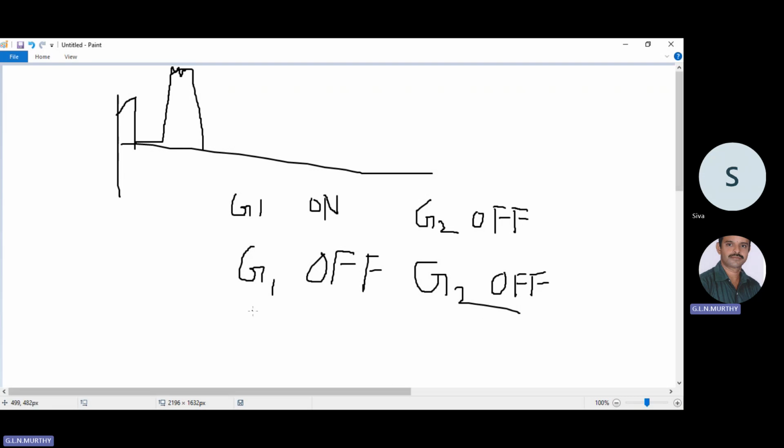Last condition: we have taken the next sample. The next condition is G1 off, no change there, and G2 on. Remember, off means the switch is open, on means the switch is closed. G2 on. These are the three conditions one must remember to generate a flat top sampled PAM signal. Clear?